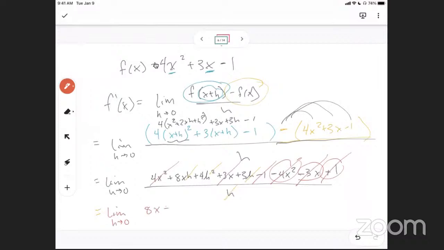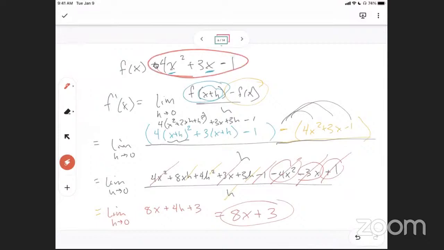So my answer is the limit as h goes to 0 of 8x plus 4h plus 3. Do I have anything else? I don't think so. That's it. And what's the limit of that as h goes to 0? Is it just 3? Not just 3, because remember, h is only going to 0, not x. So that's gone. 8x plus 3. Hey, what did I tell you the trick was? What do I do with this?